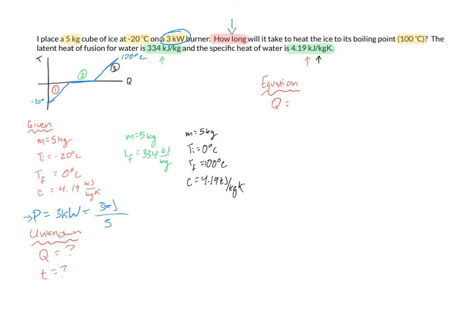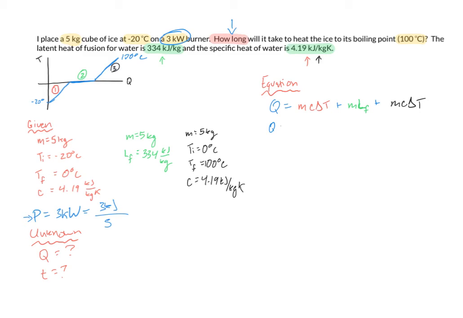I'm going to switch my colors here, guys. Sorry, this is a little confusing. I'm going to go ahead and say that my total heat is equal to MC delta T for section 1 plus ML for section 2 plus MC delta T for section 3. And now I can put in numbers.